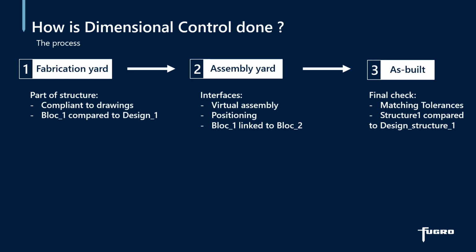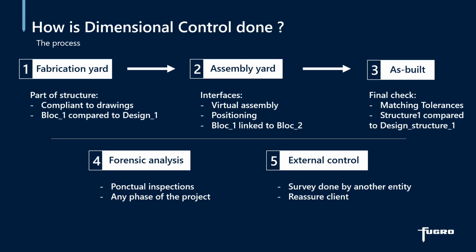Indeed, sometimes in projects, it can happen that developers, constructors, or even insurers face a doubt. So dimensional control, at this fourth time, can be deployed for punctual inspection at any step as a forensic analysis. This can be either onshore, offshore, on land, or even subsea. And finally, we deploy dimensional control as an external survey, to provide comparison verifications such as a global expertise in order to check the dimensional control work done by another entity to reassure the client.